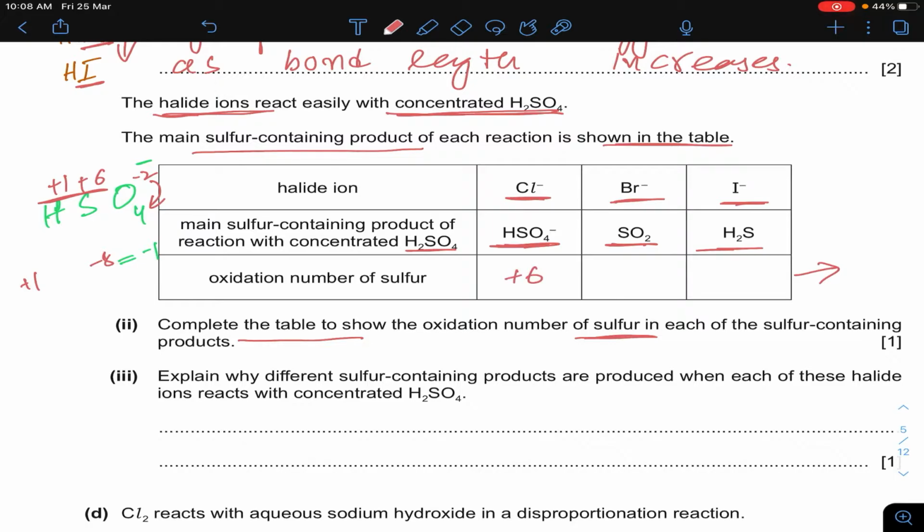So in HSO4-, the oxidation state of sulfur is +6. In SO2, the overall charge is equal to 0 because sulfur dioxide is neutral. So in SO2, oxygen is -2 times 2, which is -4. So sulfur is +4. In hydrogen sulfide, hydrogen when combined with non-metals has an oxidation number of +1. So +1 times 2 is +2. That means sulfur is -2.